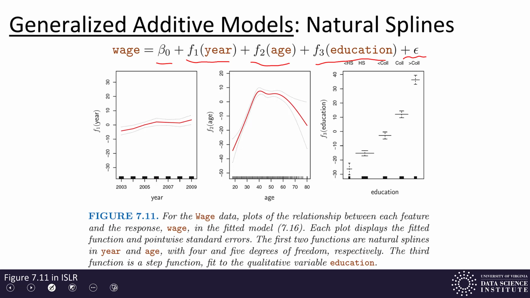So we see for year, we have a natural spline with 4 degrees of freedom. In age, we have a natural spline with 5 degrees of freedom. And then we look at education, that's going to be a step function, which makes sense. We have those discrete values. And then we can get a more accurate model using all 3 of these variables.